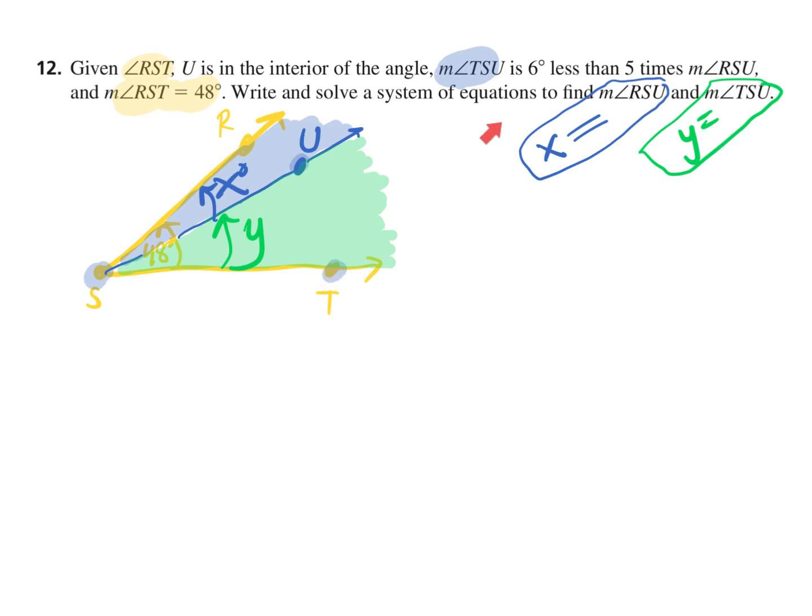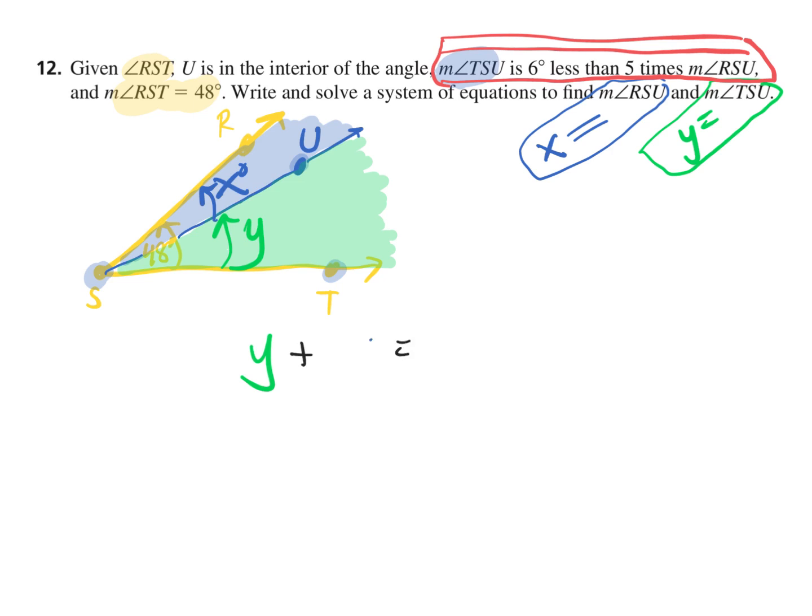One equation is going to come from this sentence, and the other equation is going to come from our picture. Let's start with the picture. In this picture, we've got a blue part and a green part, and we've talked about the angle addition postulate saying part plus part equals whole. So the green rotation plus the blue rotation is the same thing as 48 degrees, the whole rotation. Part plus part equals whole. So y plus x equals 48 degrees.